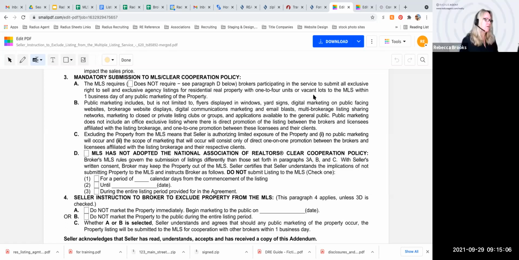Yeah, it can be for a very short period of time. So you really need to know the rules of what your local association has regarding coming soon listings.